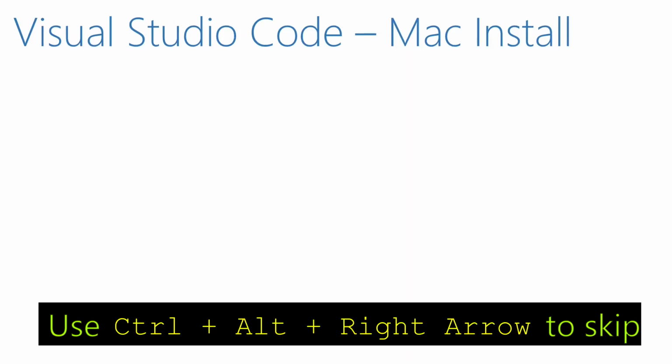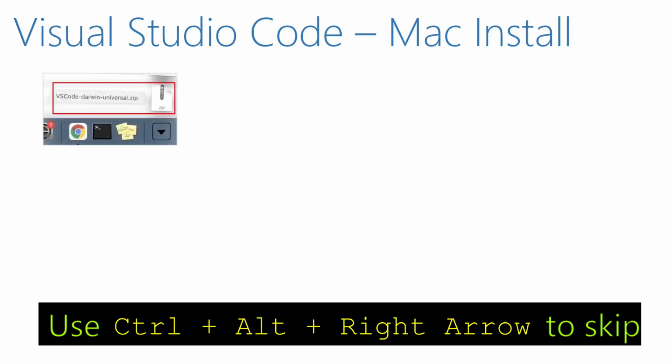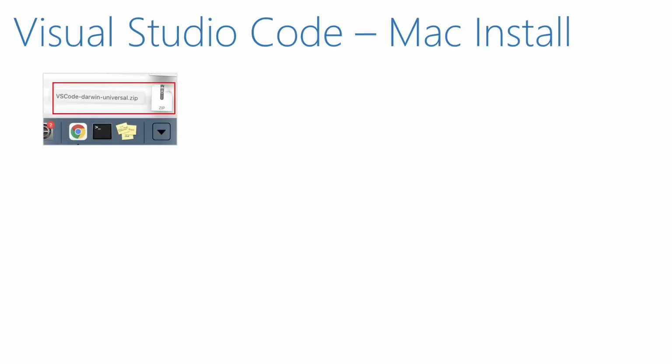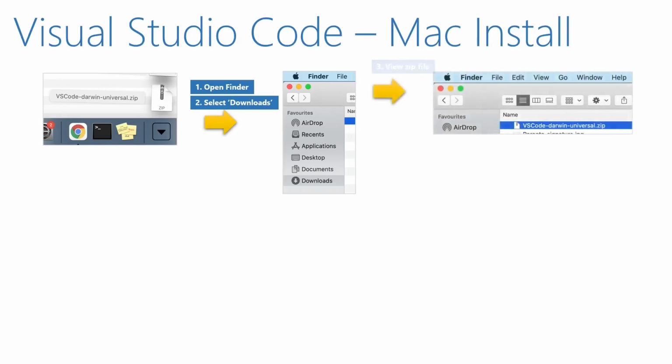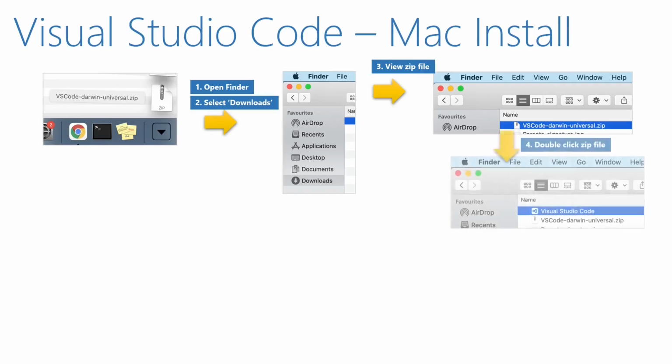In this video, I will provide instructions to install Visual Studio Code in Mac. If you are a Windows user, move on to the next video. In Mac, when download is initiated for Visual Studio Code, a zip file gets downloaded. Once the download is completed, open App Finder and select Downloads. The downloaded zip file will be available here in the Downloads folder. Double-click on this file to extract the zip file.